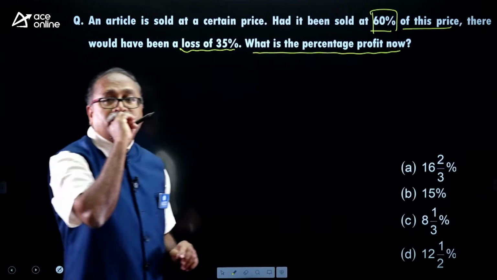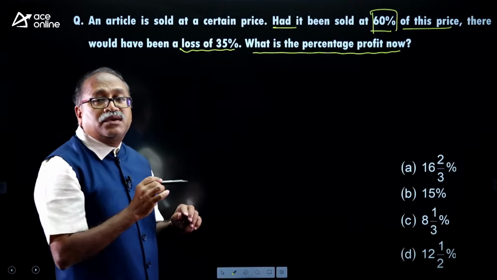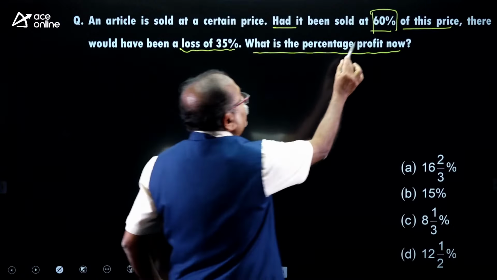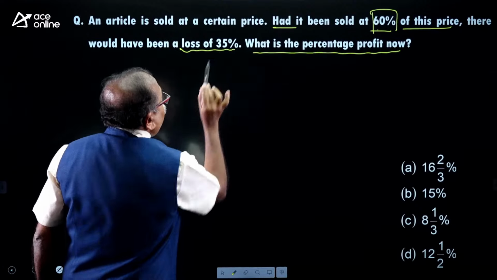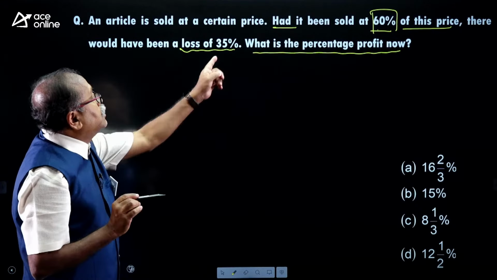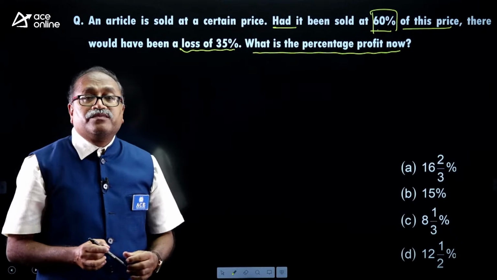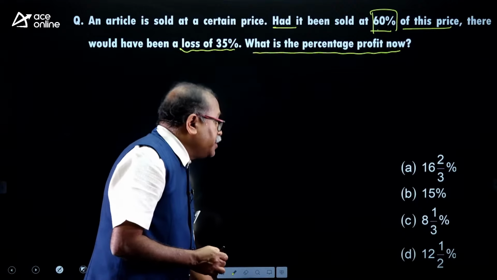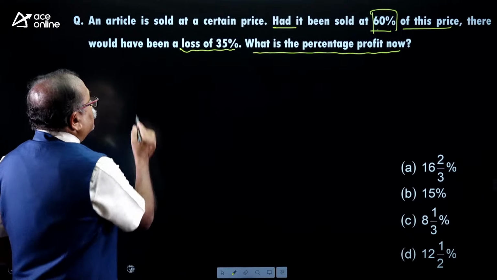Now, look at this one. Had it been, it's a condition. If it had been sold at 60% of the selling price, then he would have got a loss of 35%. So what is the profit percentage now? Come on, I will wait for 30 seconds and I will give a clue a little bit.